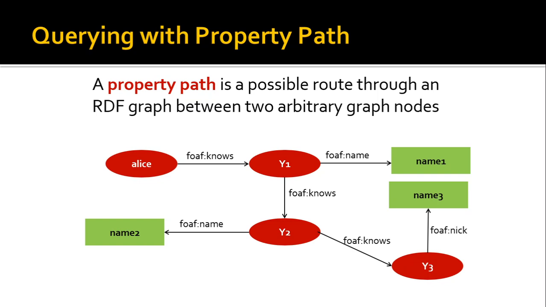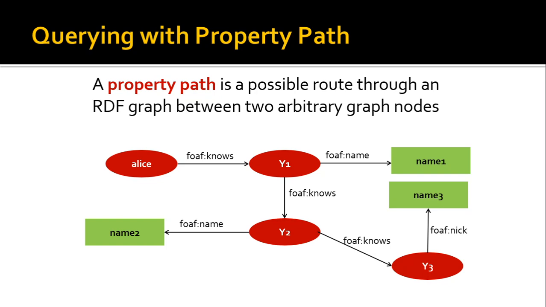the graph. So if you take this graph as an example, Alice knows y1, and y1 has got name to be name 1, right? And then you have y1 knows y2, y2 has got name to be name 2, and y2 knows y3, and y3 has nickname to be name 3. So you can think of this as a very small social network, right, where one person knows another person, right?